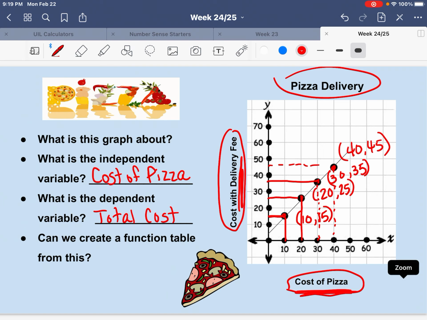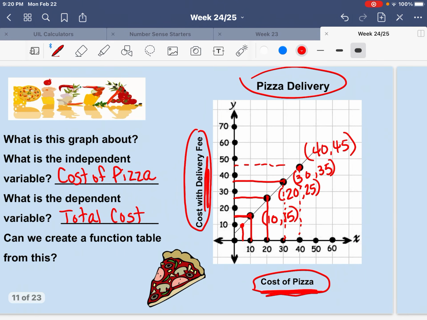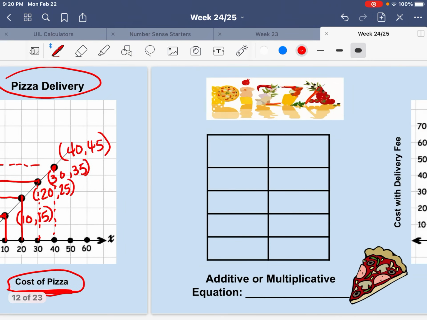We could also determine that there is a point on the line here, maybe at 5 pizzas, it would cost, looks like maybe $10 almost. Yeah, 5 pizzas would cost you $10. All right. Oh, sorry, $5 for the pizza.